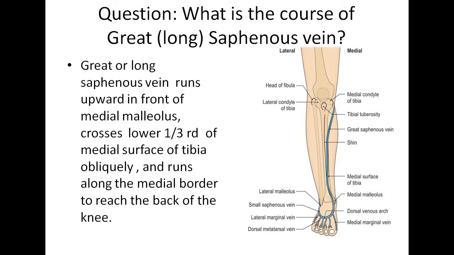A question can be asked about the course of the great saphenous vein. Here you can see in this figure, it is formed by the union of the dorsal venous arch and the medial marginal vein. It is in front of the medial malleolus, then it ascends upward and crosses the lower 1/3 of the medial surface of the tibia obliquely and runs along the medial border to reach the back of the knee. Then again it comes in front of the thigh and ends in the saphenous opening by entering into the femoral vein.